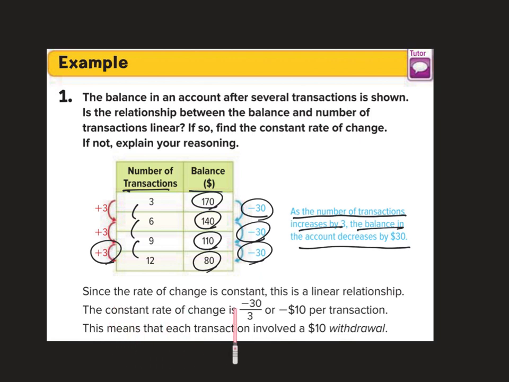Since the rate of change is constant, this is a linear relationship. The constant rate of change is negative 30 over 3. The negative 30 comes from the reduction in the balance, and the positive 3 comes from the number of transactions. So if we broke this down, negative 30 divided by 3 would be negative 10 per transaction. This means that each transaction involved a $10 withdrawal.